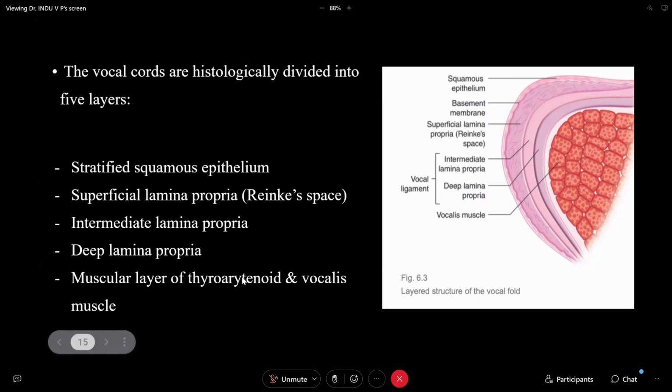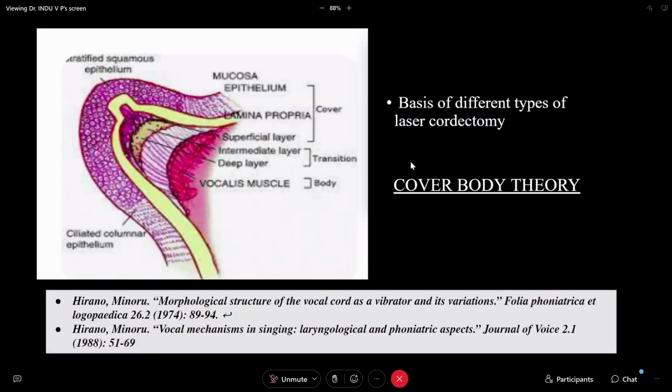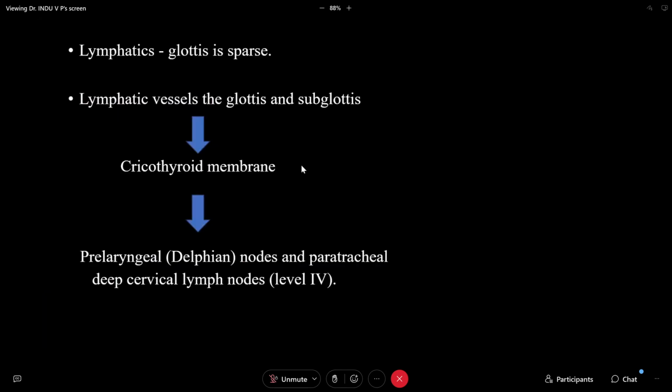It rests over the vocalis muscle, which forms the body. Here is the importance of the cover-body theory proposed by Hirano. The cover is formed by the superficial epithelium along with the superficial layer of lamina propria, and the body is formed by the vocalis muscle. The principle is that the cover moves over the body, and it forms the typical mucosal wave pattern of the glottis.